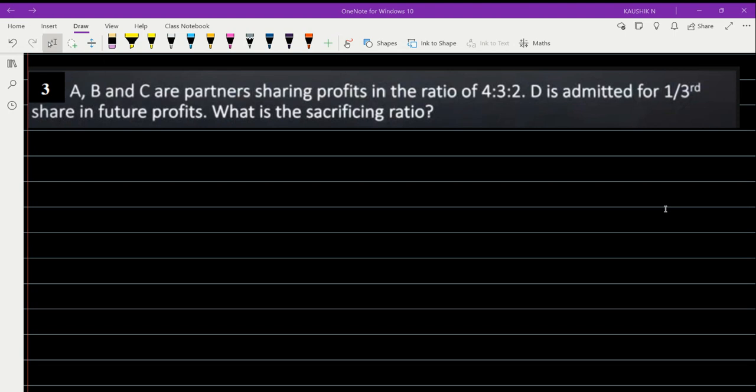Let's read the problem. It is mentioned that there are three partners initially named A, B, and C, sharing the profits and losses in the ratio of 4 is to 3 is to 2. They are admitting D into partnership for one third share in the profits, that is, future profits. They're asking us to determine the sacrificing ratio.